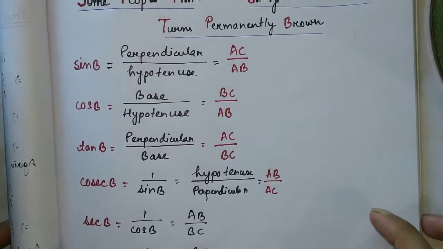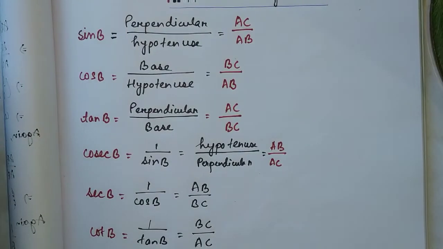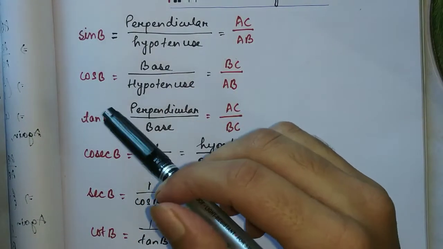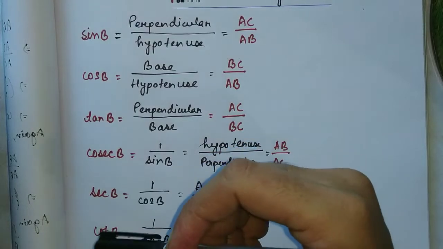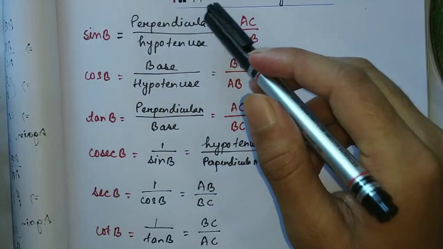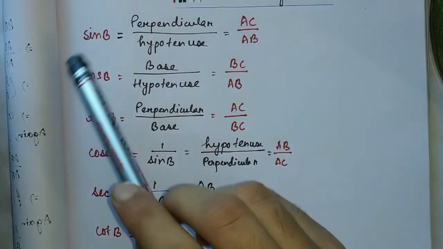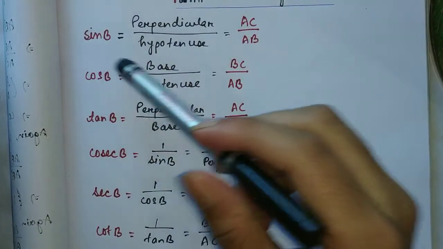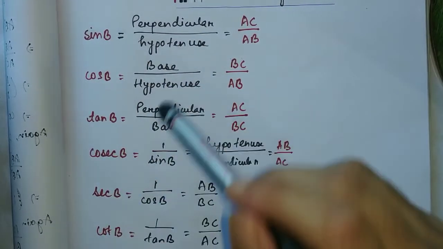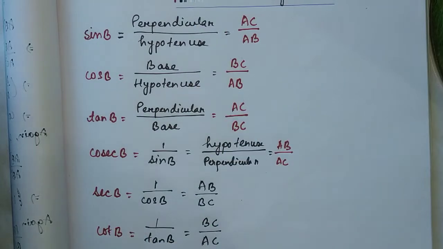Now in trigonometry there are basically 6 trigonometric ratios. They are sine, cos, tan, cosec, sec and cot. Now it may be difficult for students to remember, as sine is equal to perpendicular by hypotenuse, cos is base by hypotenuse, tan is perpendicular by base.